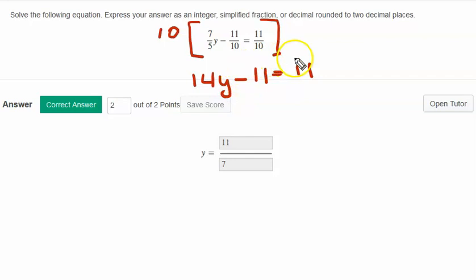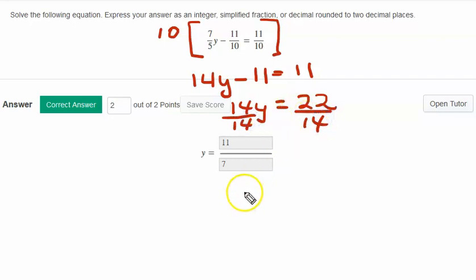And now we transpose the 11s to the other side. That'll give us a 22. 14y. Divide both sides by 14. We now get y equals, and then simplifying this, we can take a 2 out of each. This would be 11/7. So 2 ways to do it, and hopefully you are familiar with both. Let's go on.